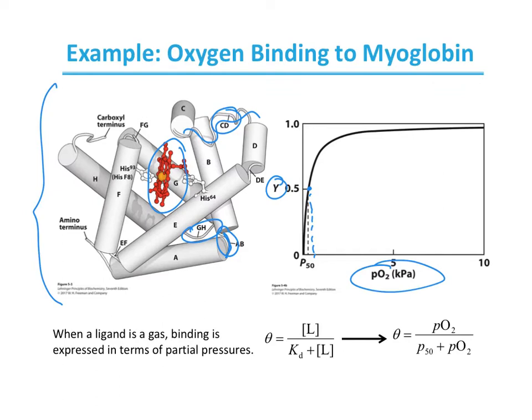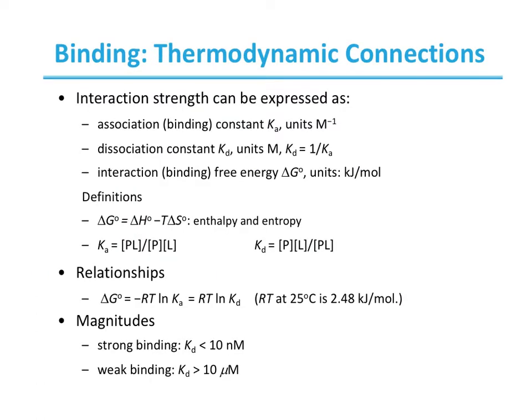Kilopascal is just a unit of pressure. What this means is that myoglobin binds very tightly to oxygen. Now we can also relate the equilibrium association or dissociation constants with Gibbs free energy using these equations. So if I gave you the KD, you could figure out the Gibbs free energy for that particular protein ligand binding event.